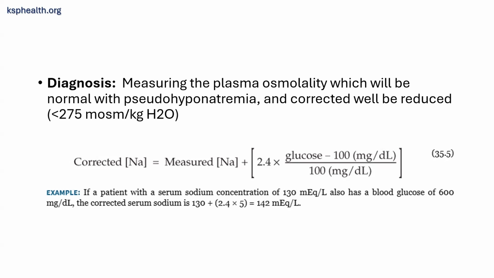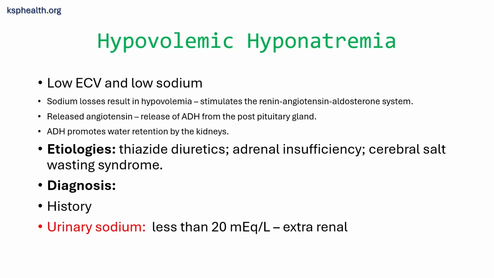But we are going to talk about hyponatremia in particular. Again, it is based on extracellular fluid volume, like what we have seen in hypernatremia. So hyponatremia is also divided into hypovolemic hyponatremia, normovolemic hyponatremia, and hypervolemic hyponatremia. In hypovolemic hyponatremia, there will be a low extracellular fluid volume and low sodium. You see, the sodium loss results in hypovolemia.